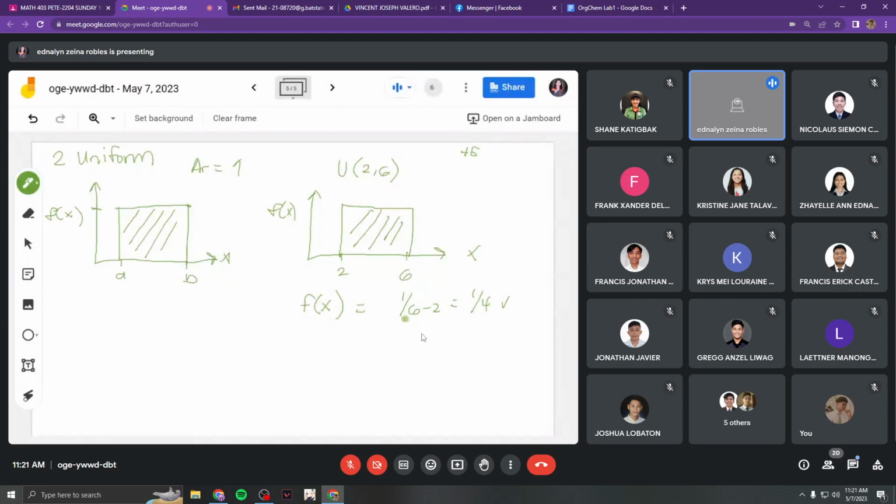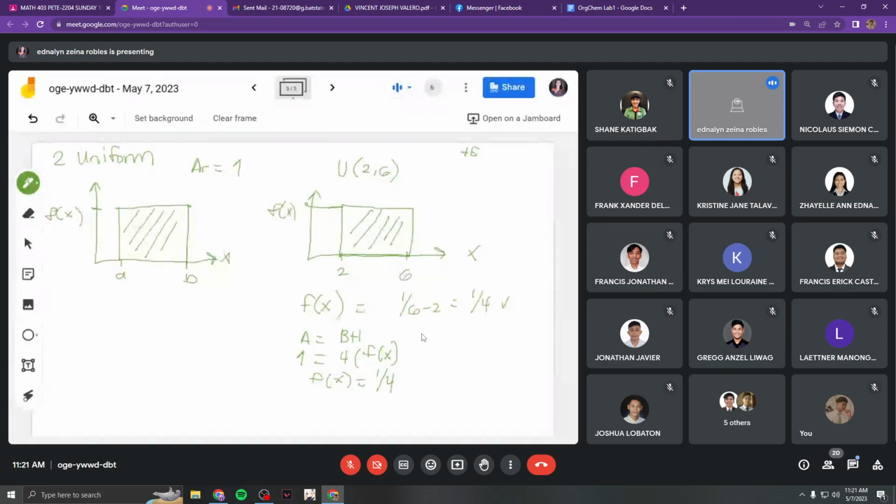Just to compute, sabi natin, area of a rectangle is equals to base times height. And as we've mentioned, when we do tackle about uniform, sabi natin that the area of the rectangle is equals to 1. And our base, this is our base, 2 to 6. So meaning to say 6 minus 2 is 4. And our height, the height of our rectangle is the f of x. So we can get f of x, it is equal to 1 over 4 or 1/4.